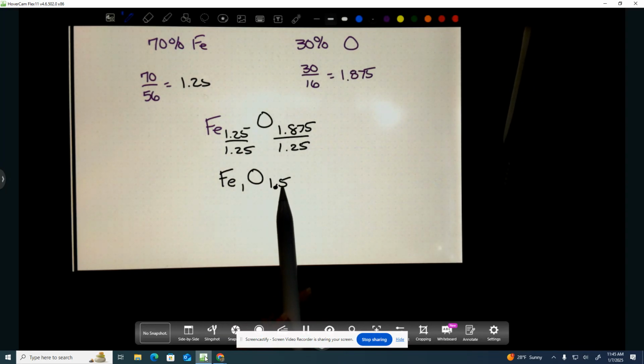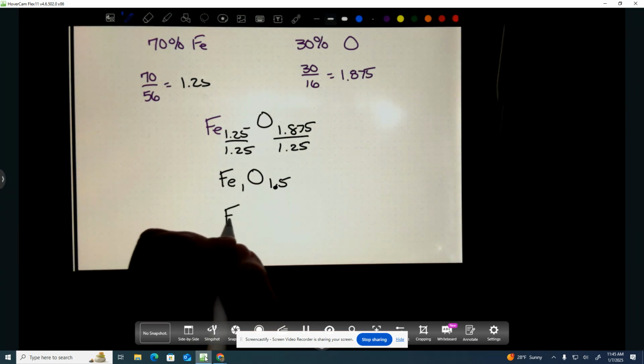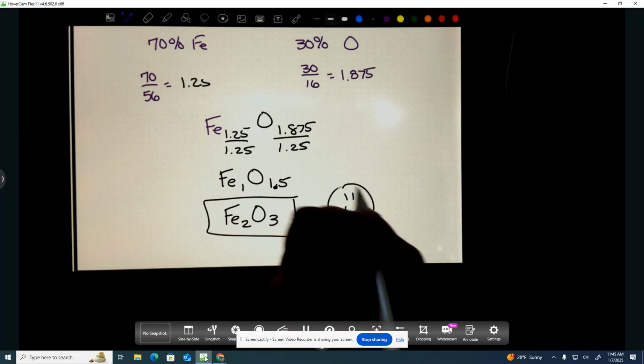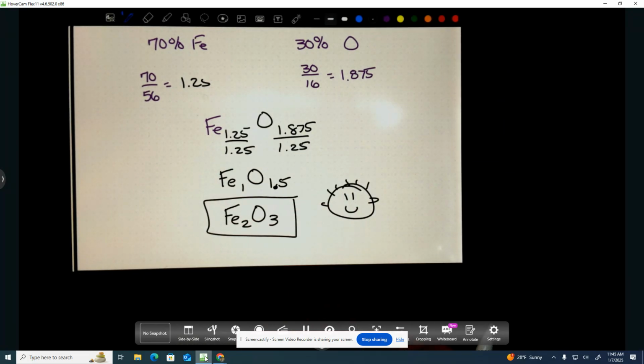That's a problem, isn't it? So what do we do to get rid of that half? Double it. So Fe2O3. Ooh, that was like the longest problem I ever messed up.